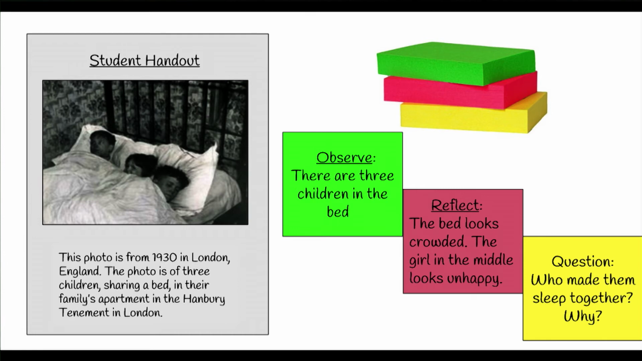It's important that I explain to the students that an observation is something they can put their finger on, something they can see in the image or in the artifact. A reflection is something that they are thinking about or inferring from what they're examining in the artifact.